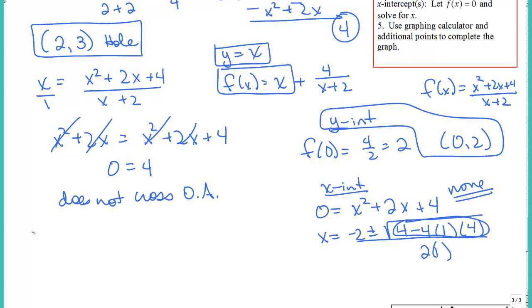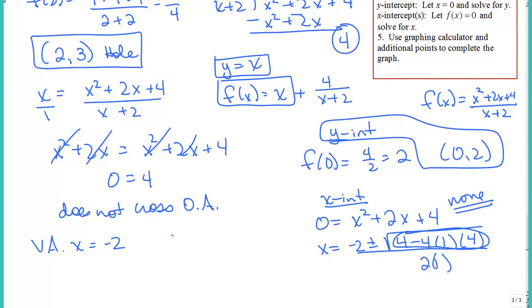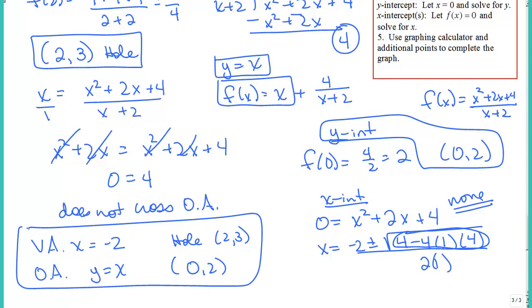So let's put together what we have. We have a vertical asymptote at x is equal to negative 2. We have a hole at 2, 3. We have an oblique asymptote at y equals x, and we have a y-intercept at 0, 2. And we also know it doesn't cross the oblique asymptote, and it doesn't cross the x-axis.